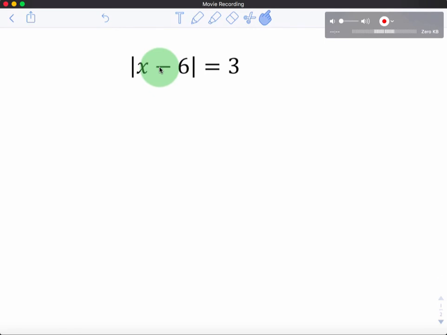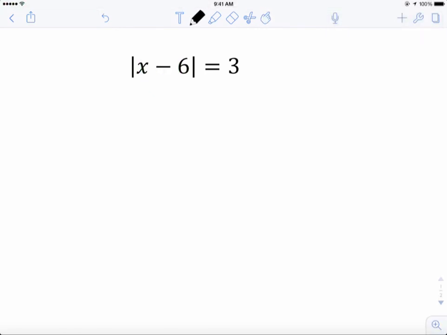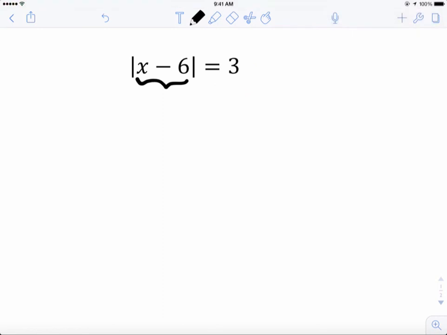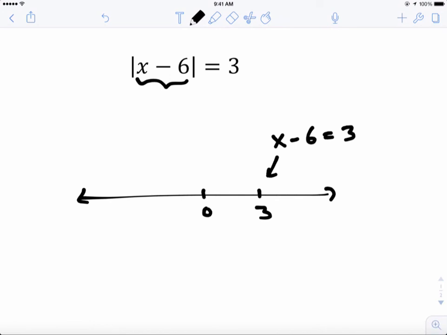So what we can say here is, two ways to think about it. Either x minus 6, that number, whatever it is, right? I don't know what x is. I don't know what x minus 6 is, but x minus 6 is a number, and that number is 3 units away from 0 on the number line. And we know which numbers are 3 units away from 0. Those numbers are 3 and negative 3. So if we had a number line here, if here's 0, my claim is that here's 3, x minus 6 could be 3, or x minus 6 could be negative 3.